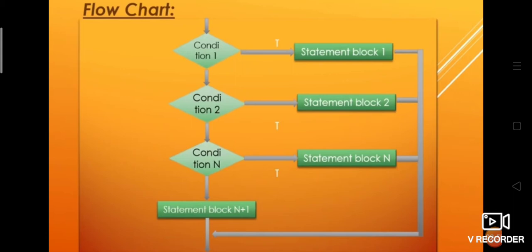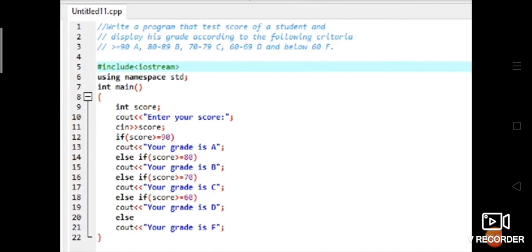When condition 1 is true, statement block 1 will be executed. If condition 1 is false, condition 2 is checked. If that is true, statement block 2 will be executed. If that is false, condition n will be checked. If that is true, statement block n will be executed. If none of the conditions is true, then statement block n plus 1 will be executed. Okay, this is the flowchart of multiple if-else if structure.